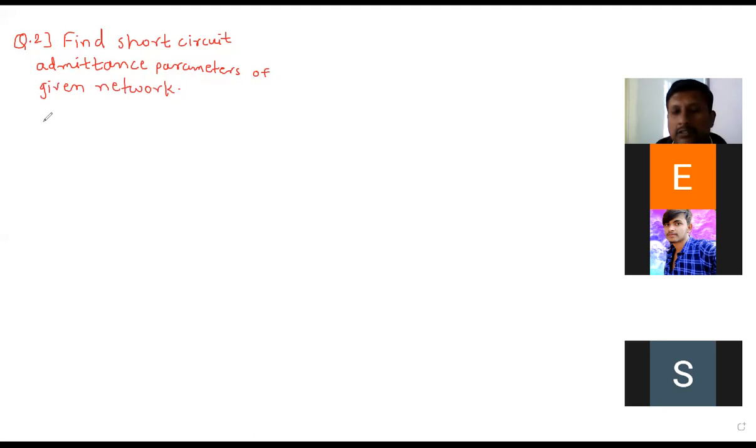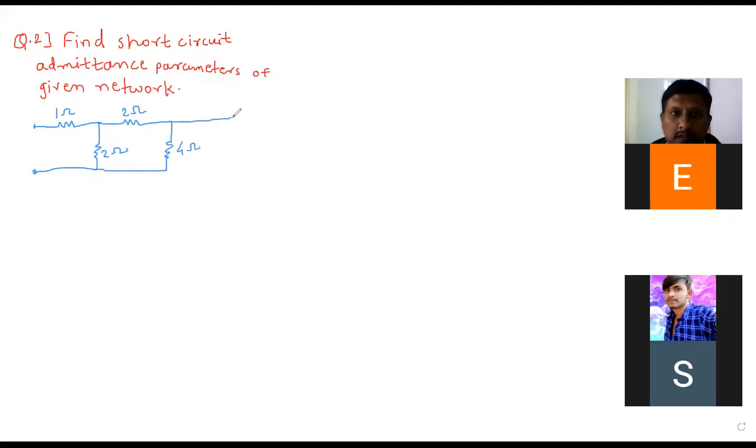And the network used, that is 1 ohm, 2 ohm, that only, no? Am I correct? Yes, 1 ohm, 2 ohm. Next, 4 ohm. The same network we have used for finding the Z parameter also. This is the given network. 1 dash, 2 dash, the name of the ports is also given. If not given, you can give.